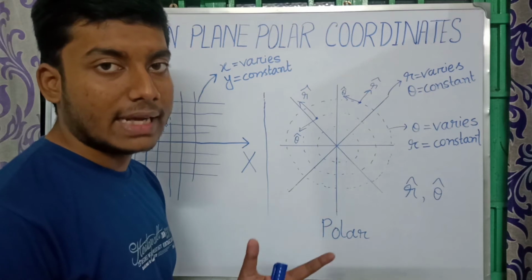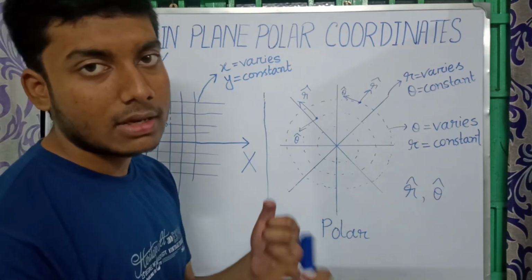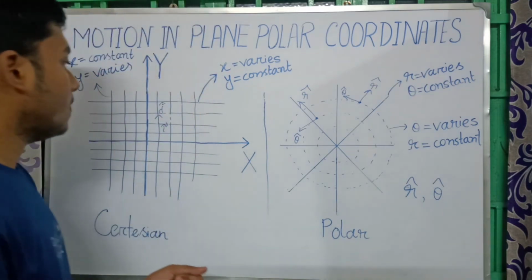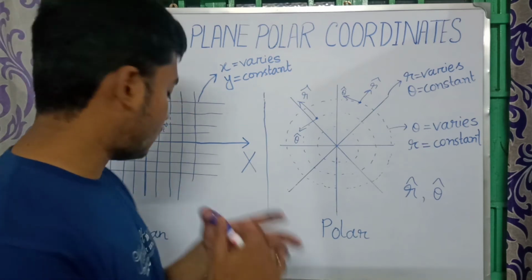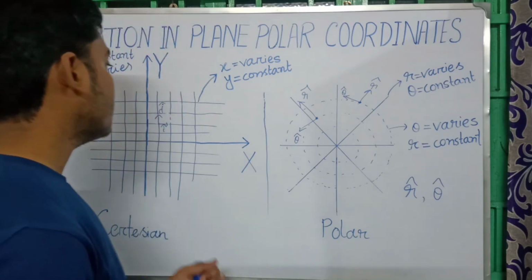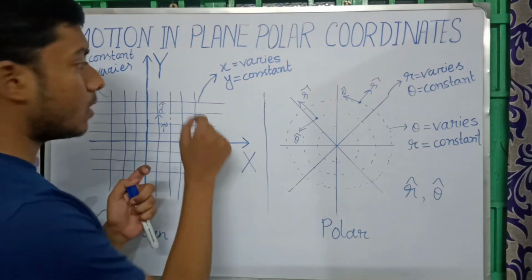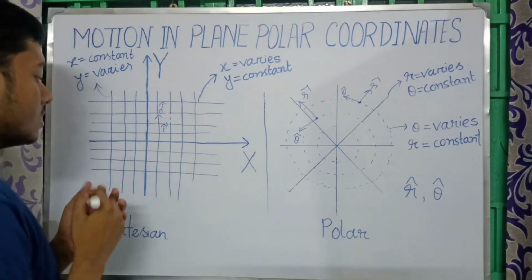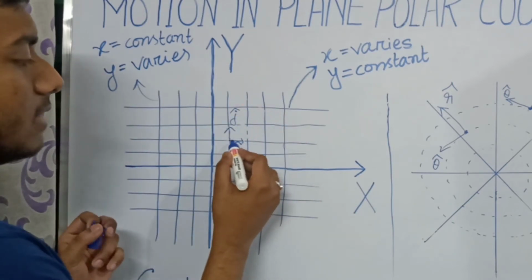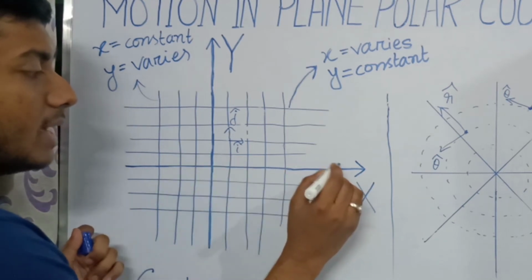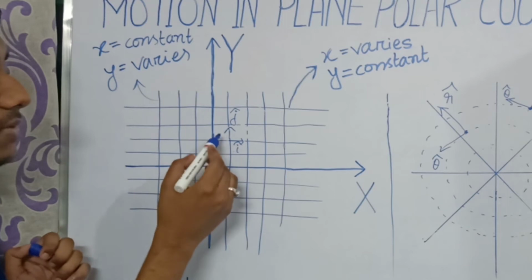Now we will find the contrast between the base vectors of polar coordinates and Cartesian coordinates. So we know that the base vectors i cap and j cap for Cartesian coordinates are always in the same direction for all points in space. So for any point in this plane, i cap is always directed along the positive x-axis like this, and j cap is always directed along the positive y-axis like this.